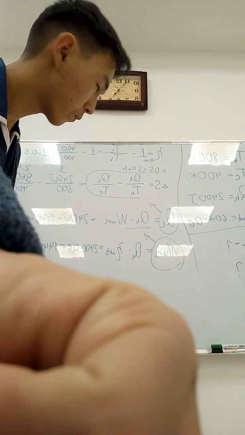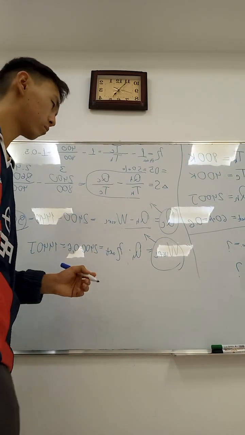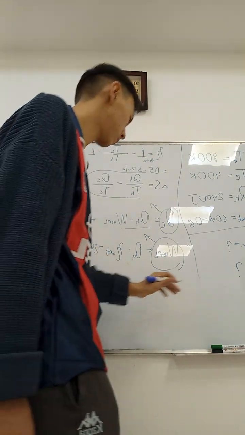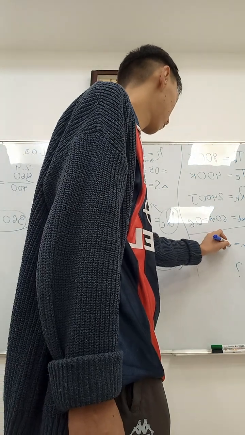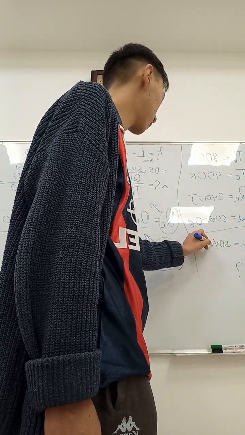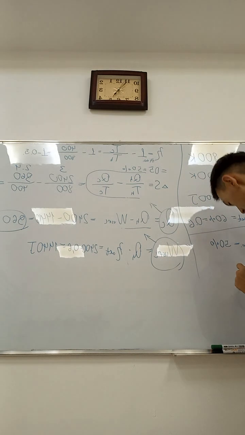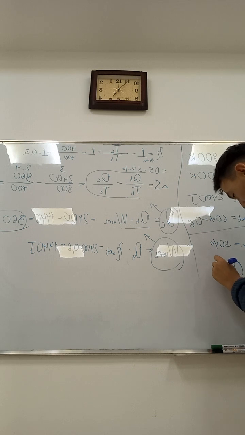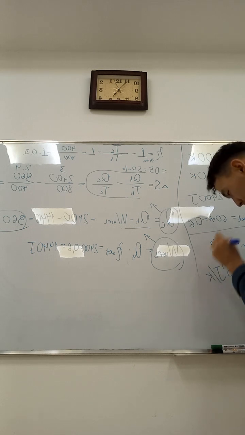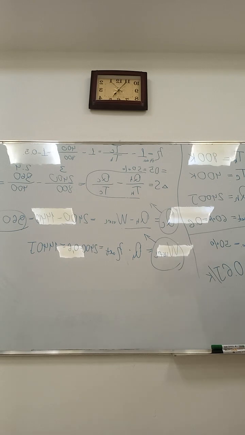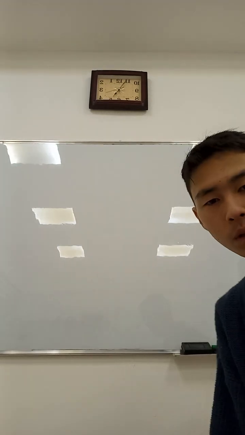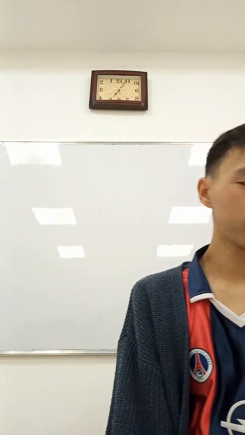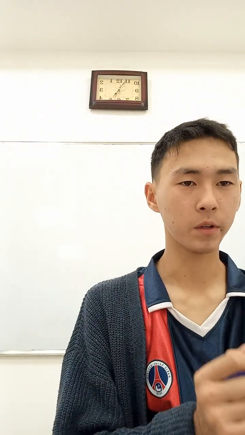So the total entropy of one cycle, there is 50% efficiency we find, and the total entropy is 0.6 joules per kelvin. Okay, the first problem is solved. Okay, the second problem: the Carnot refrigerator.